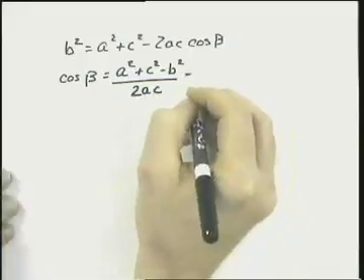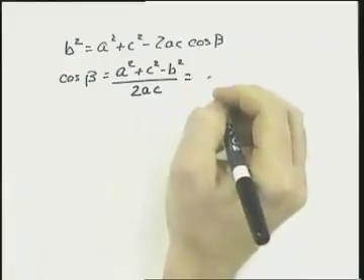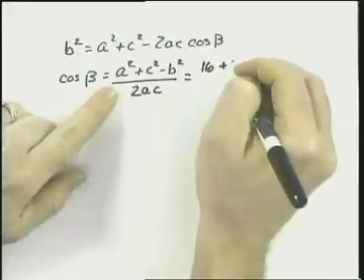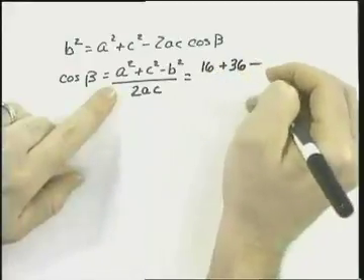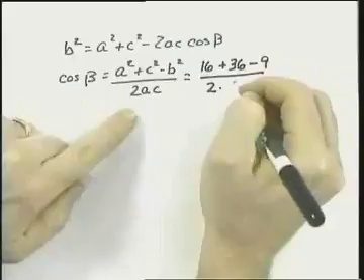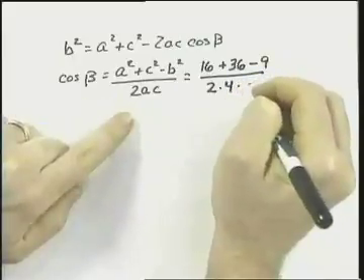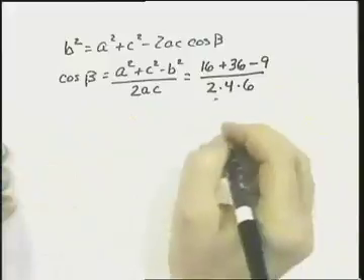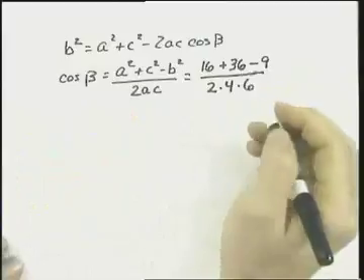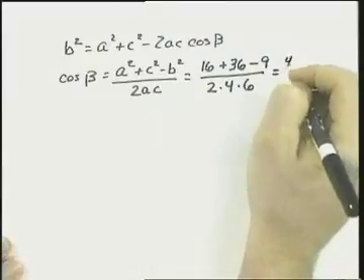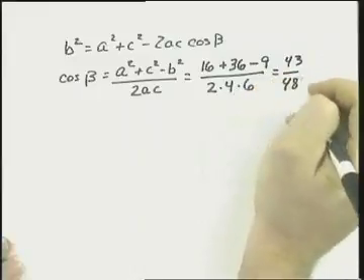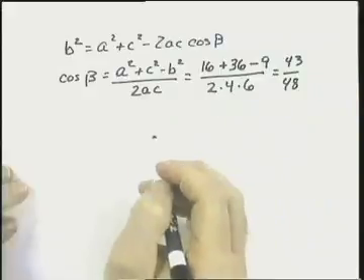2ac. So substituting in the values of a, b, and c into this expression, a squared is 4 squared is 16, plus c squared is 6 squared or 36, minus b squared, so minus 9, divided by 2 times a, which is 4, times c, which is 6. That gives me, let's see, 16 plus 36 minus 9 is 43. 2 times 4 is 8. 8 times 6 is 48. So the cosine of beta is 43 over 48.